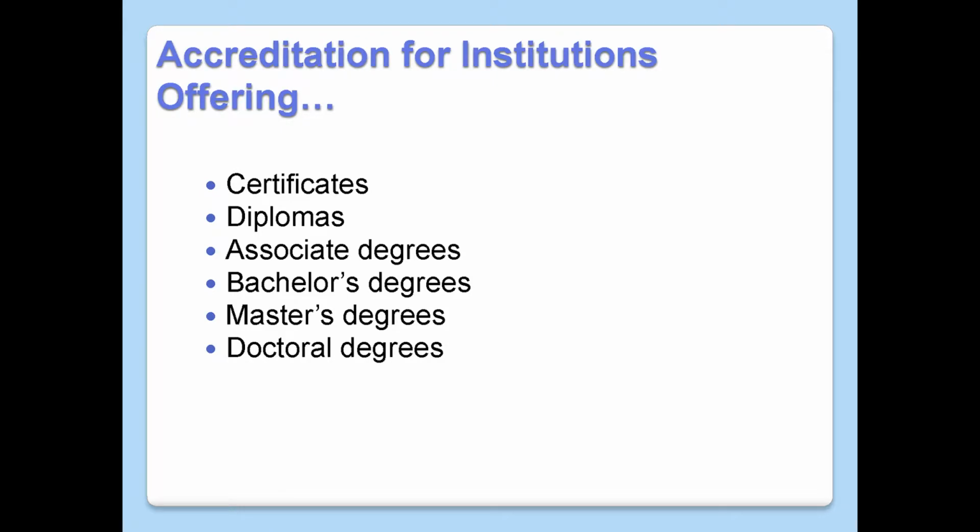And there you can see certificates, diplomas, associates, bachelor's, master's, and doctoral degrees. Levels of compliance. Understanding that when you're coming in at the candidate level, so if you're serving on a team that is visiting a school that's up for candidate consideration, your task is just slightly different than it would be otherwise.